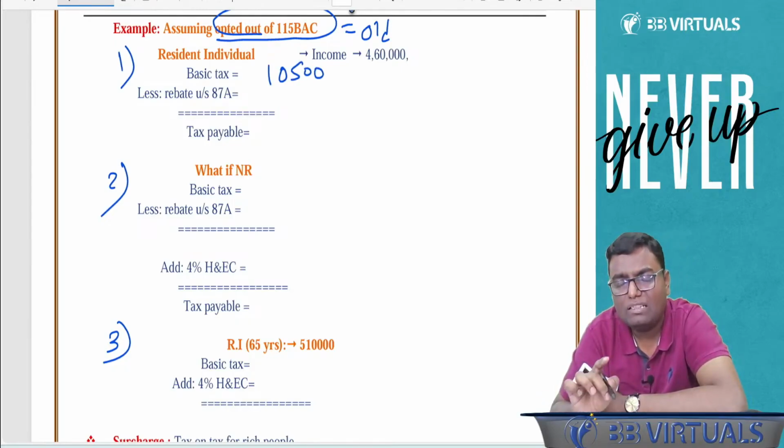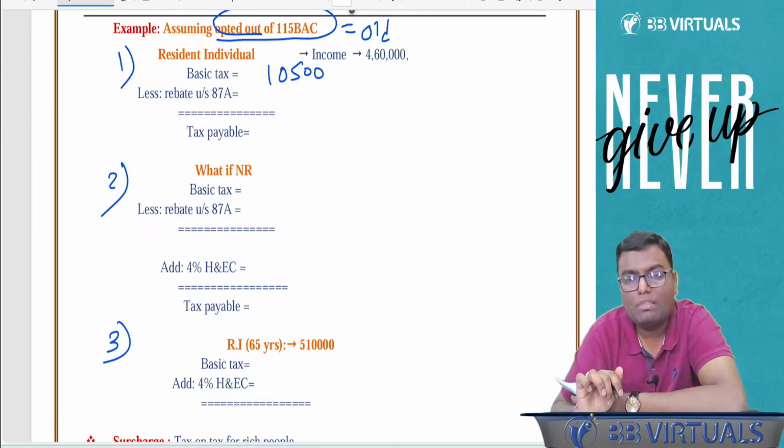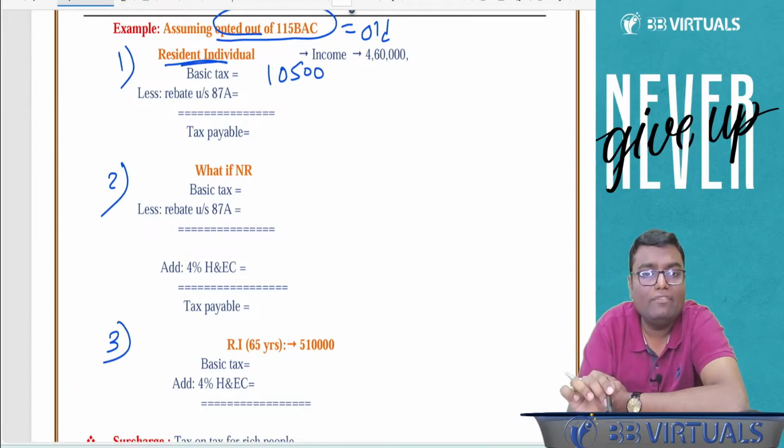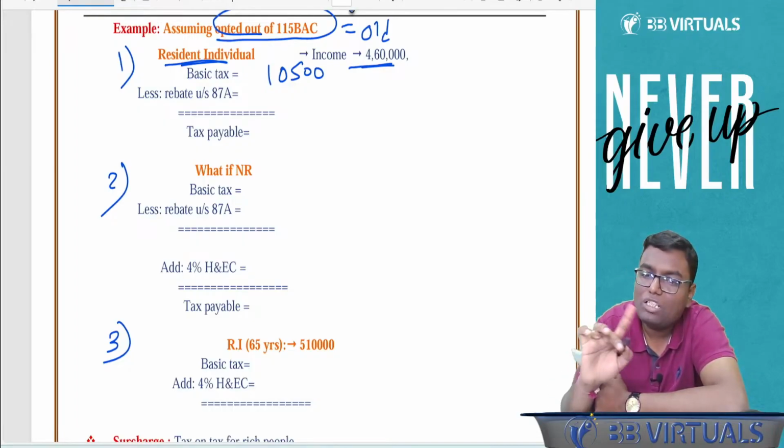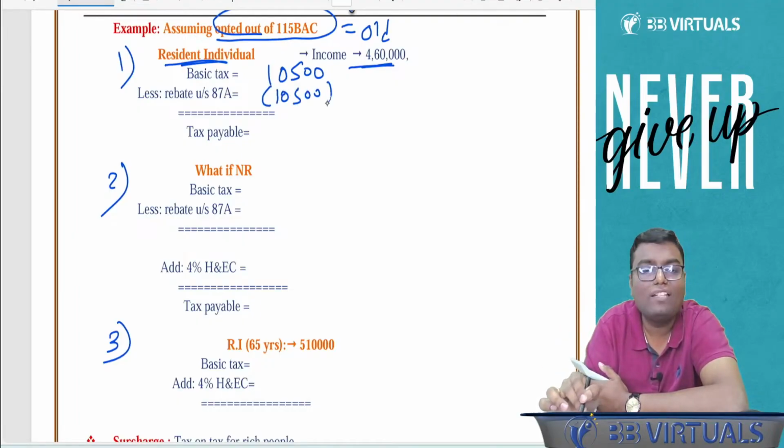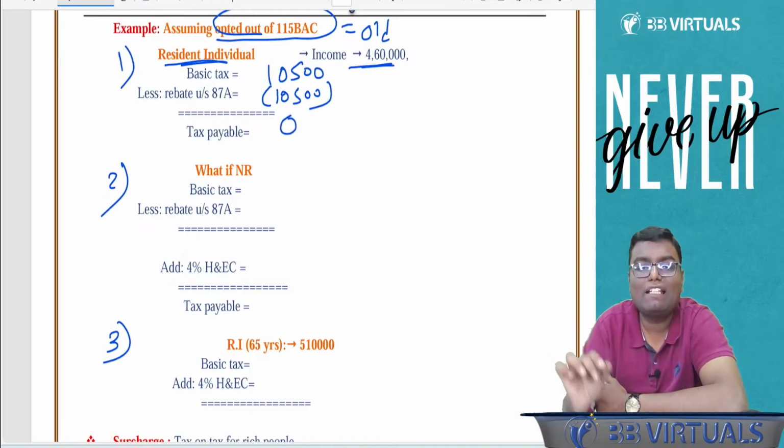Whether this person is eligible for rebate? Tell me whether he is eligible for rebate. Yes, he is a resident individual. His total income is less than or equal to 5 lakh. He is eligible for rebate. How much rebate is applicable? Basic tax or 12,500, whichever is lower. So tell me how much rebate I will get over here? 10,500. So what will be my balance tax payable?